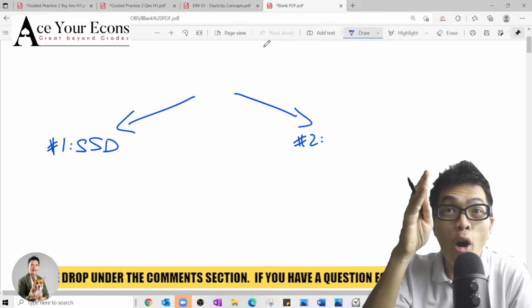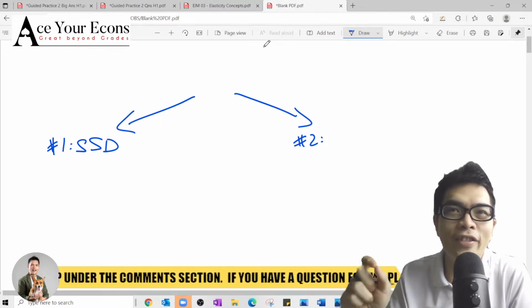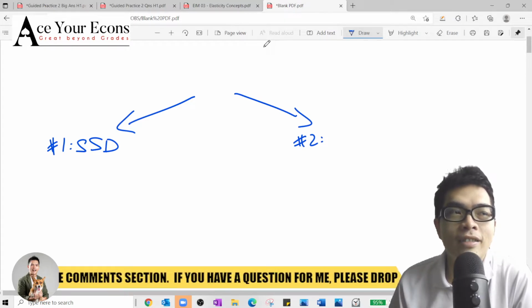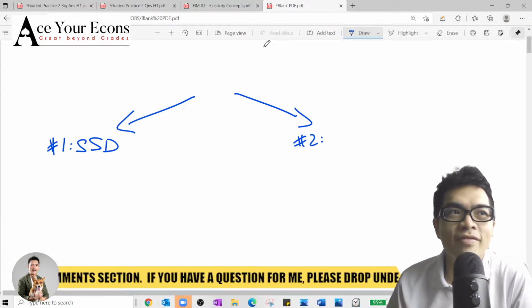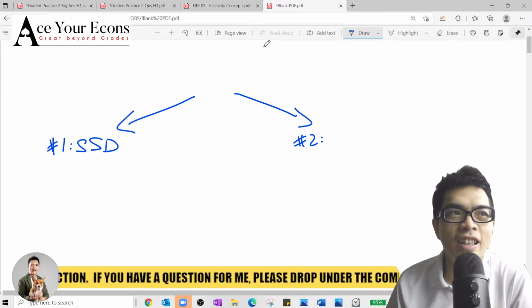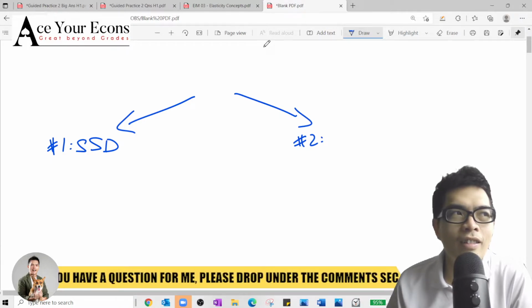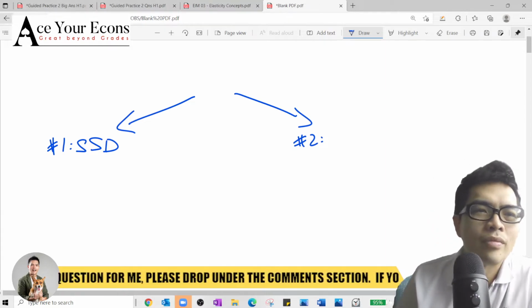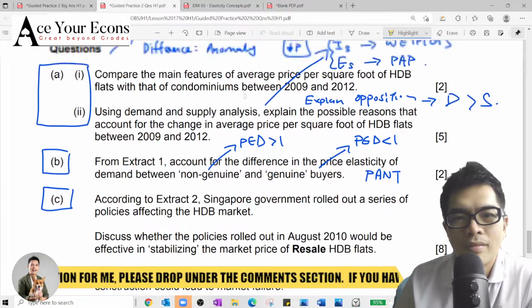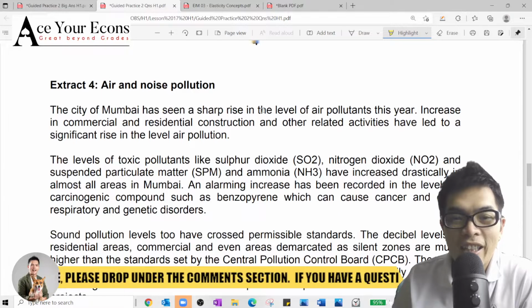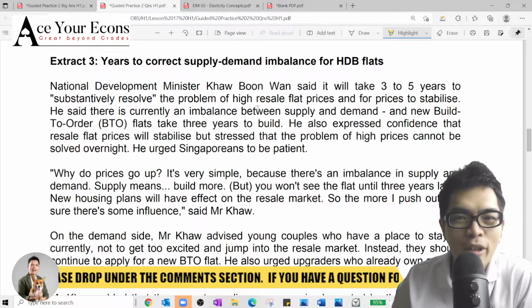The question states policies, right? How to effectively stabilize price. So what is the second policy aside from SSD? Is it that owners of HDB flats are no longer allowed to own both HDB and private concurrently? Alright, so rulings, maybe. How does it work? I'm not saying that it's wrong, okay? Just that you need to elaborate how it works.